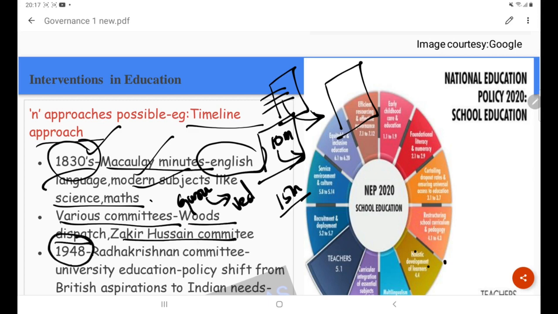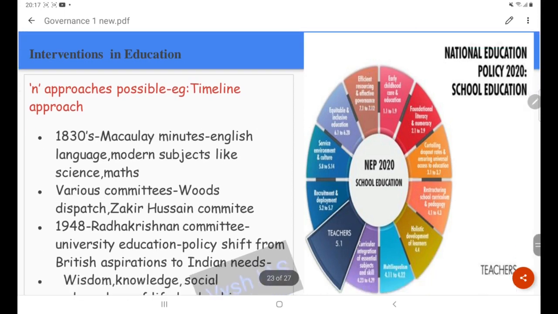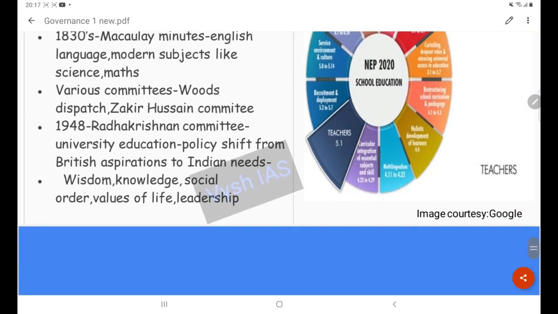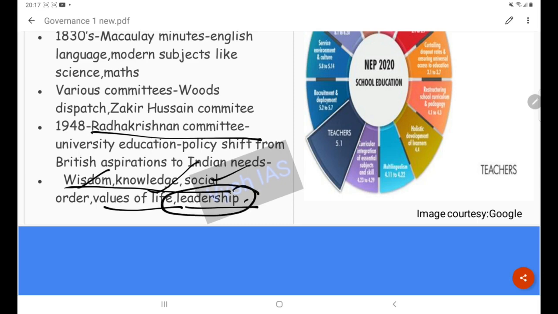After this, 1948, is like starting from post-independence. So the Radhakrishnan Committee, here we find a new approach. In Macaulay's Minute, education was designed in a way favorable to the British. So in the Radhakrishnan Committee, the shift in policy came, from British aspirations to Indian needs. What are the Indian needs? Accordingly, we are designing the education sector. Here you can quote the Radhakrishnan Committee on the pillars of education: wisdom, knowledge, social order, values of life, leadership. Leadership and all were not there in Macaulay's Minute or earlier education.